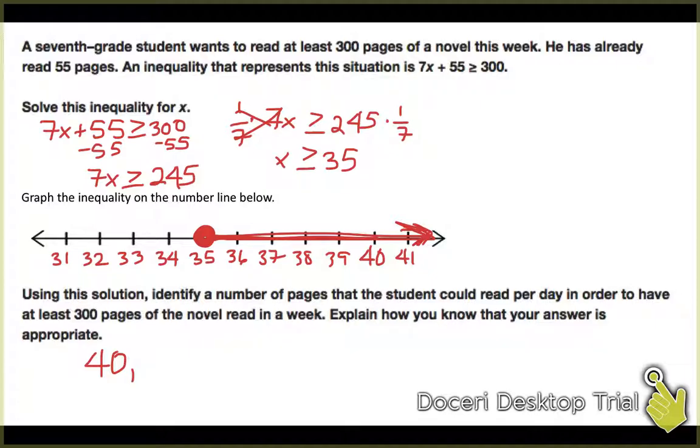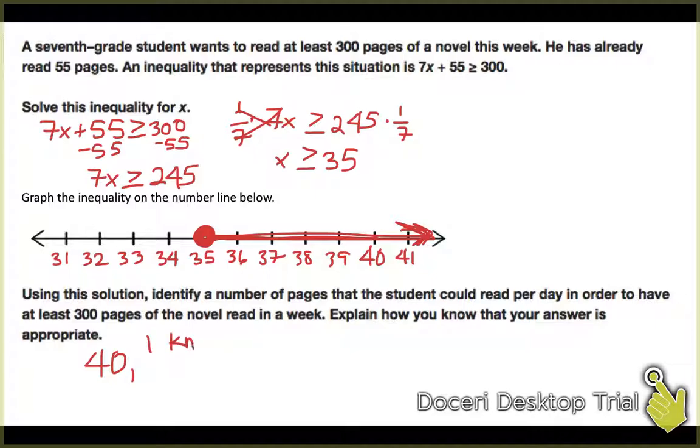How do I know that that's right? Because if he read 40 pages, he would read more than the 300 that he needs, and so he would read it in a week. I also know that this is true because it falls on the graph. So let's write that out.